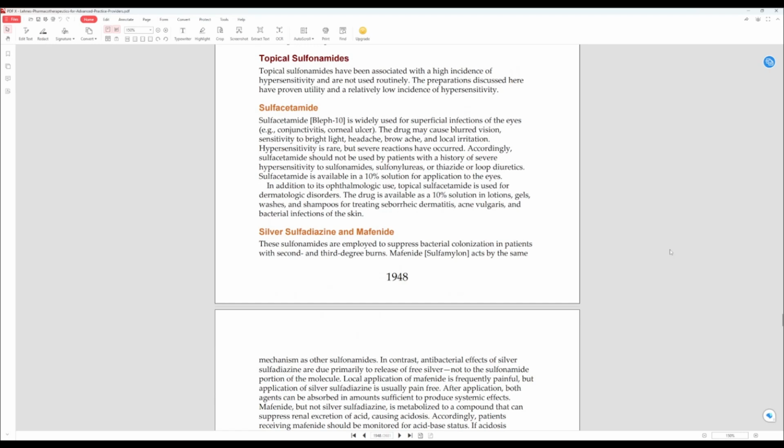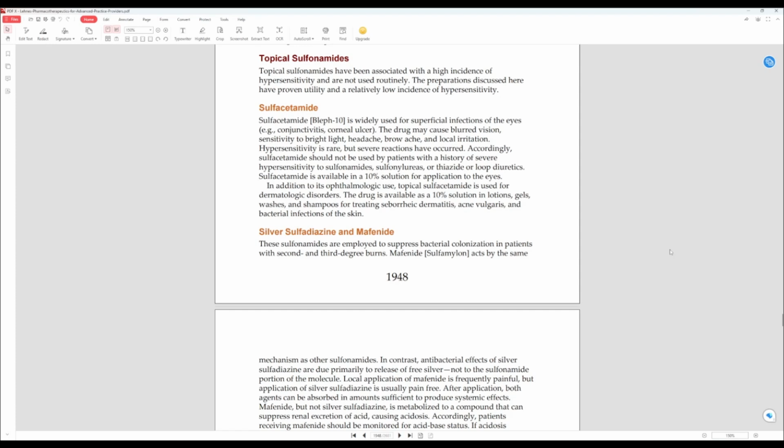Topical sulfonamides. Topical sulfonamides have been associated with a high incidence of hypersensitivity and are not used routinely. The preparations discussed here have proven utility and a relatively low incidence of hypersensitivity.